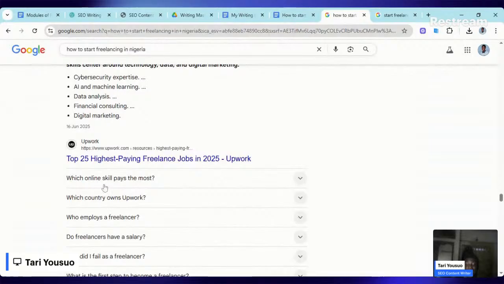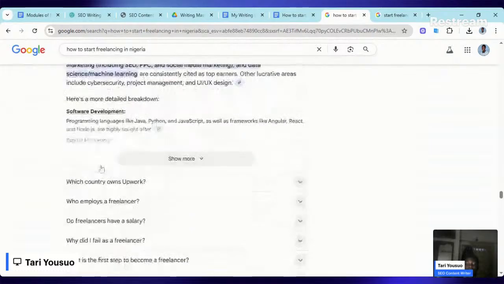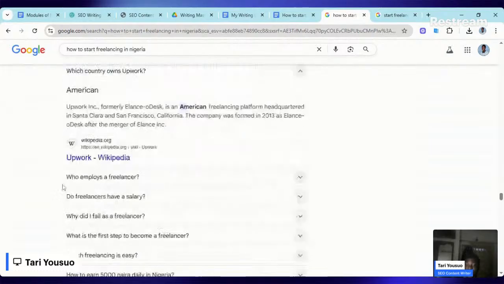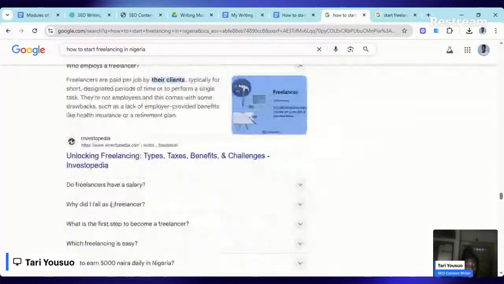which online skill pays the most, which country owns Upwork, Israel, who employs a freelancer, do freelancers have a salary? So that's quite a funny question.